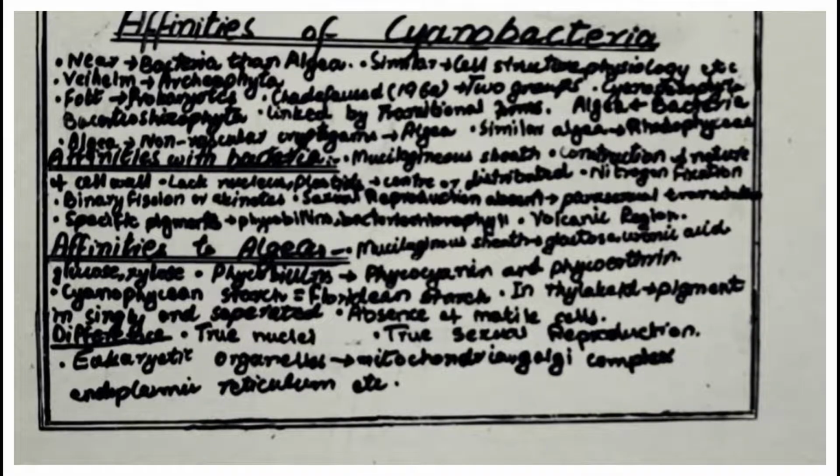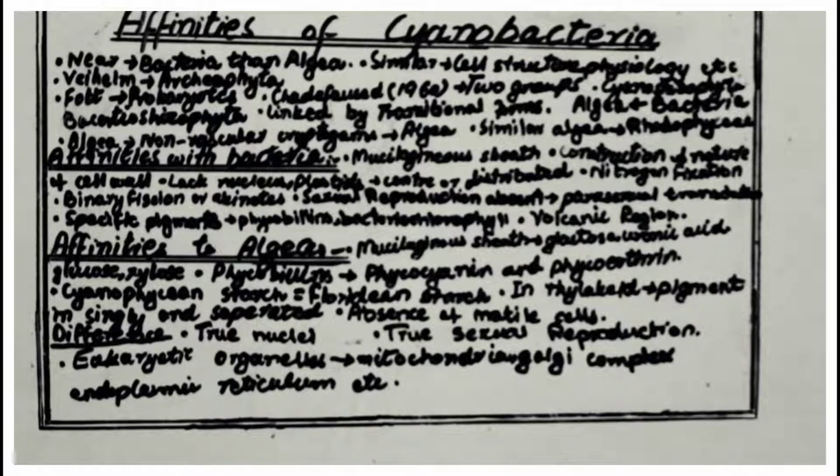The one more is they have parasexuality characteristics, the one transduction which is present in the blue green algae as well as in the bacteria. The last is the specific pigments. They both have the specific pigments, which are the phycobilins in the case of the cyanobacteria, blue green algae, and in the case of bacteria, they have the bacterial chlorophyll. So these are the specific or the special pigments which are present in both of the groups. So these are some characteristics which make the blue green algae or the cyanobacteria similar to the bacteria.